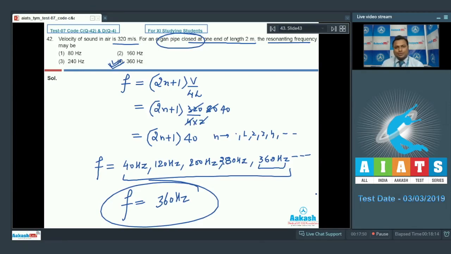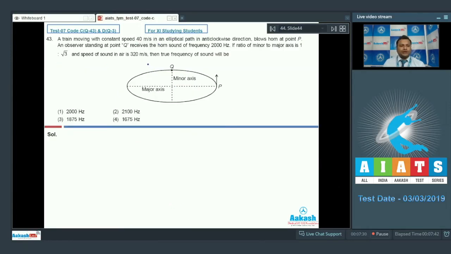Now let us proceed to the next question, that is question number 43. Here is question number 43. A train moving with constant speed of 40 meter per second in an elliptical path in anti-clockwise direction blows horn at point P. An observer standing at point Q receives the horn sound of frequency 2000 Hz. If the ratio of minor to major axis is 1:3, and speed of sound in air is 320, then true frequency of the sound will be what?